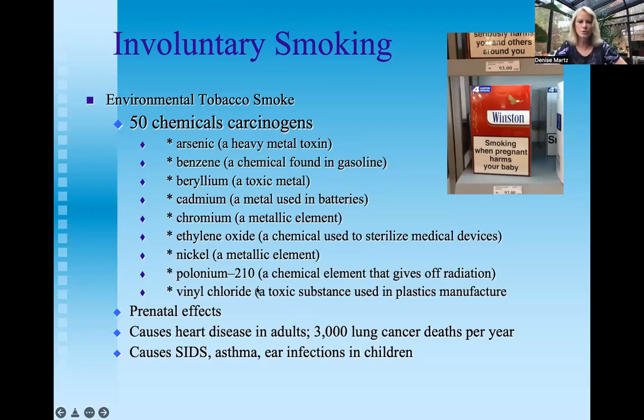I don't expect you to know these. This is giving me chemistry class flashbacks that are unpleasant right now, even myself. But just know that there are 50 known chemical carcinogens.